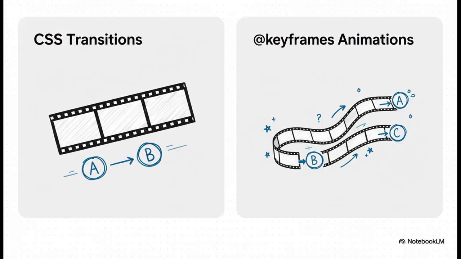You're probably already familiar with CSS transitions, right? They're awesome for those smooth changes between two states, like a button changing color when you hover over it. That's a simple A to B journey. But with keyframes animations, that's where we get to create a whole story with multiple steps, from A to B, then maybe over to C, and wherever else we want to go. It's the difference between a simple fade and a complete, fully choreographed scene.